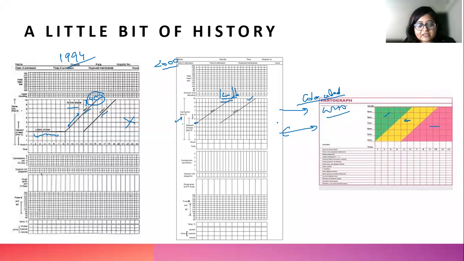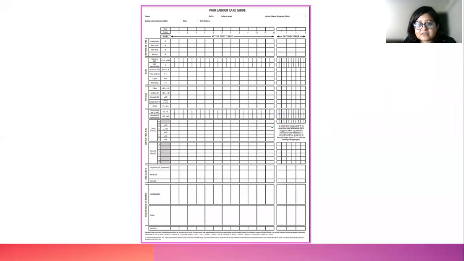So this was the history of the partograph. But now what has come, this is the labor care guide. It's a little difficult to see, but I will show you each part of it separately. So if you get something like this in the exam, don't get worried. This is nothing but the WHO labor care guide.